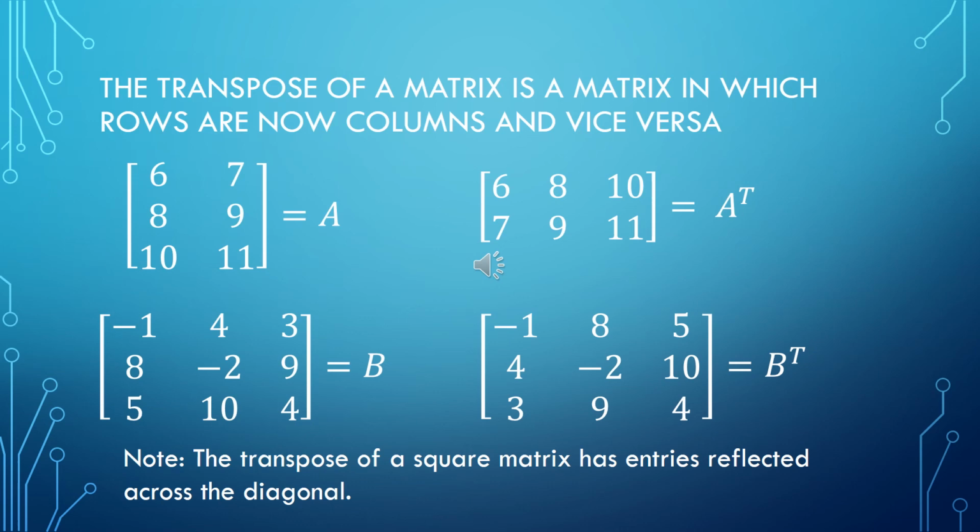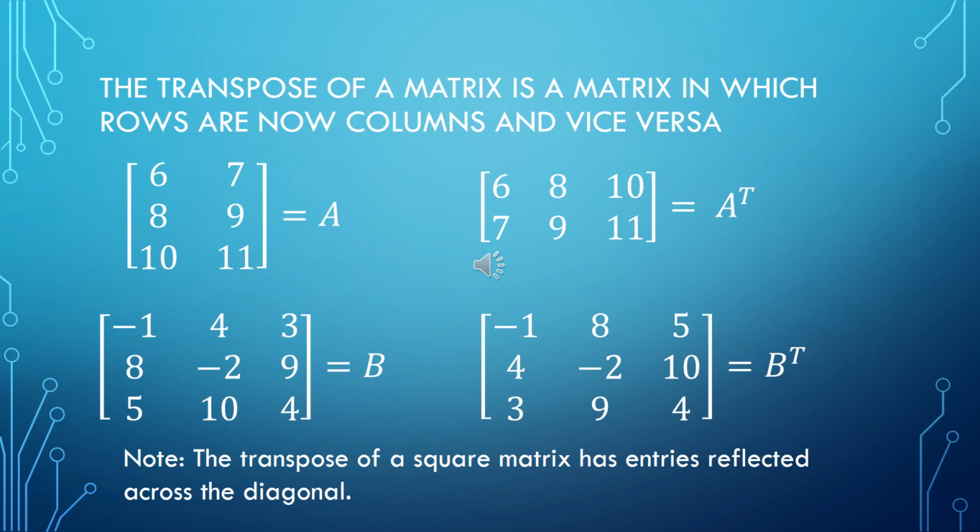Notice in example B here, I have a 3 by 3. And so if I make the transpose, the first row becomes the first column. So negative 1, 4, 3 is now the first column. 8, negative 2, 9 is now the second column. 5, 10, 4 is now the third column. Notice that the diagonal stays in place.